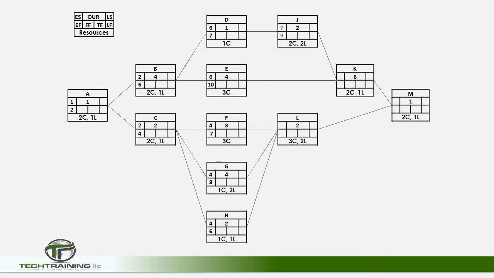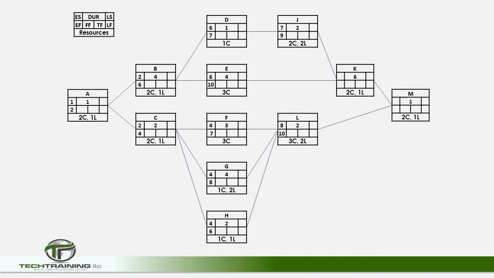Now, the early start of Activity J is 7, the early finish of Activity D. But what should be the early start of Activity L? After all, it has 3 preceding activities, F, G, and H. When an activity has multiple preceding activities, the early start of the activity will be the latest early finish of its preceding activities. Therefore, in this instance, the early start of Activity L is 8, the early finish of Activity G.